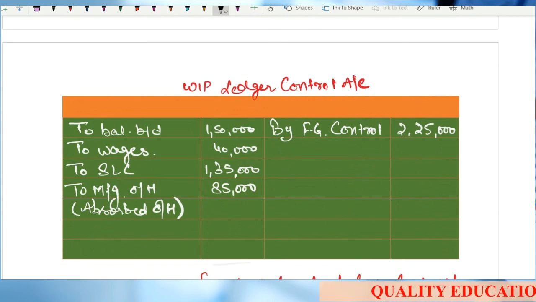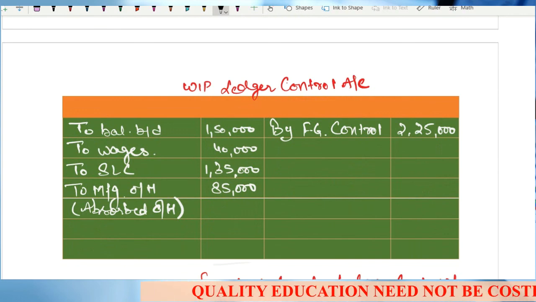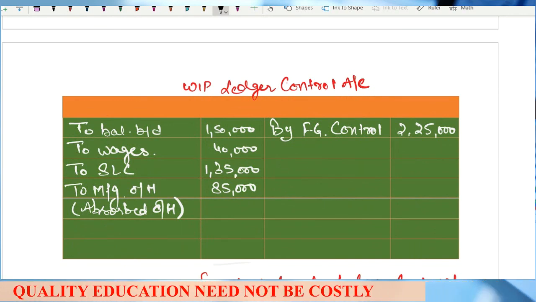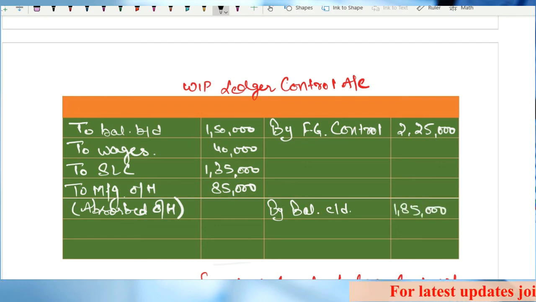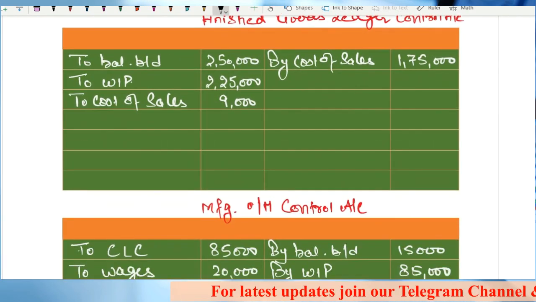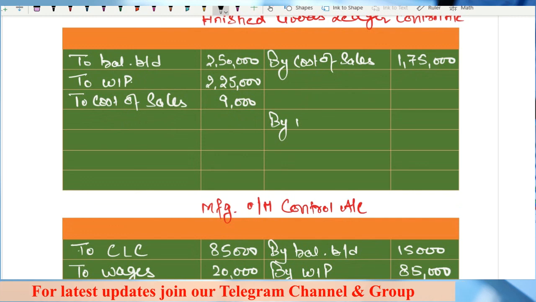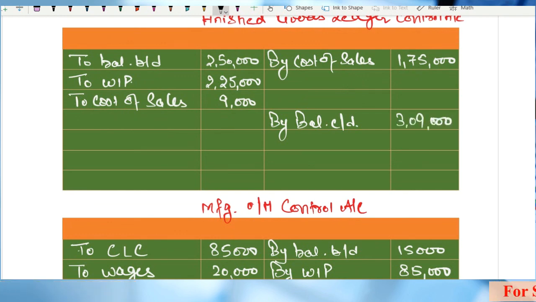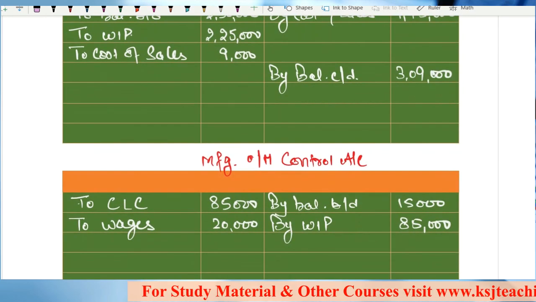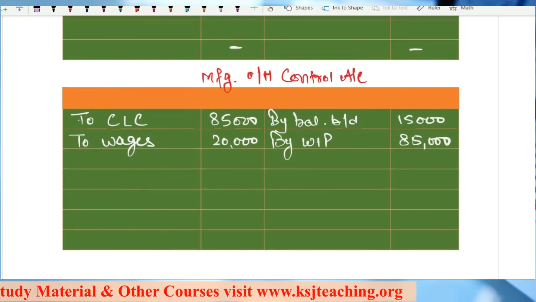Next is WIP ledger control account. I will have a balance, so I'll write by balance carried down. My balance will be 1,85,000. Right, sir? Then finished goods control account. My finished goods control account will have by balance carried down. This will be 3,09,000. Right, sir? So we are done with the finished goods account also. So you can write down the totals here. Don't forget about it. I'm not writing it down. You can write it down.